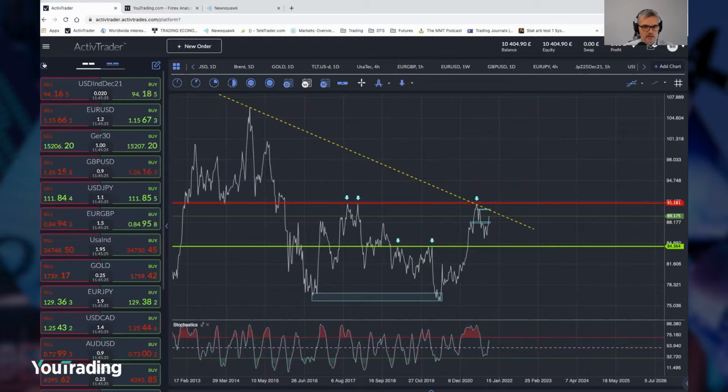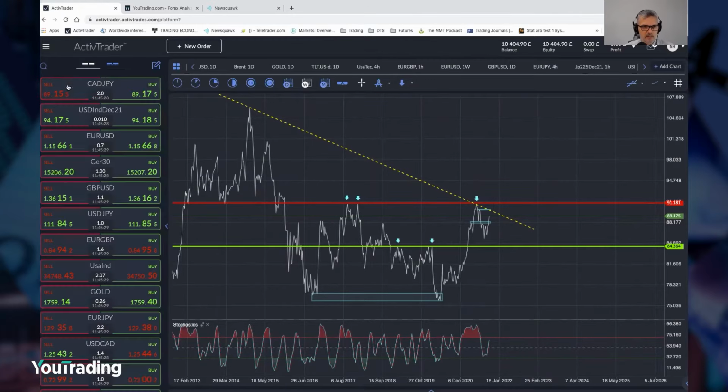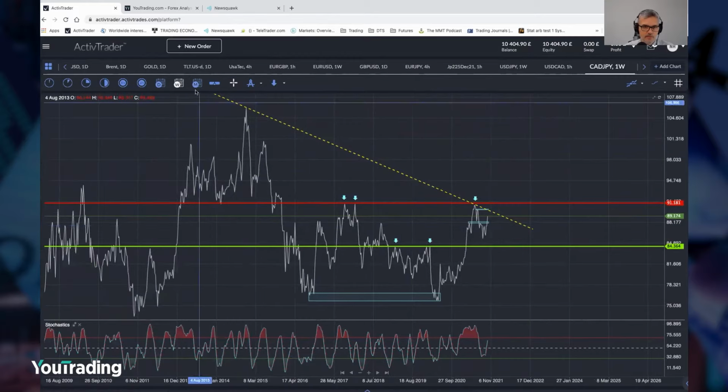Okay, so we're looking at Canadian dollar versus the yen. If I go to the sentiment indicator and type in CADJPY up here, we can see that 86% of traders on this platform are short the Canadian dollar versus the yen. So that's another good reason to be looking for a long. All right, so this is the weekly chart. We go down to the daily chart.